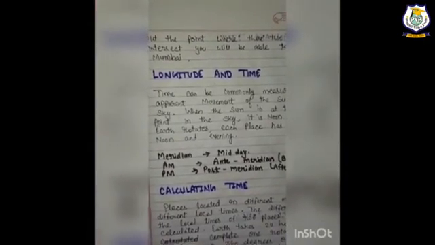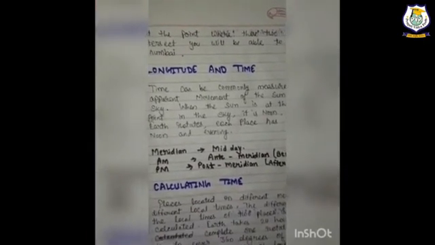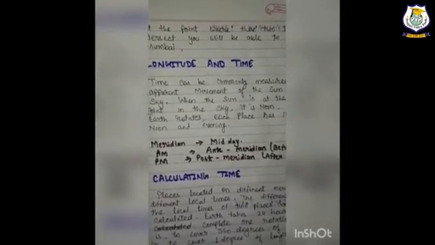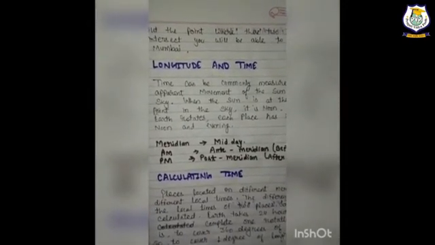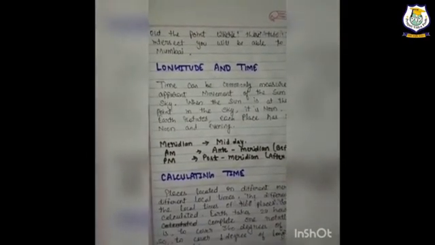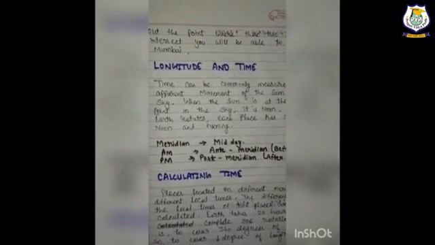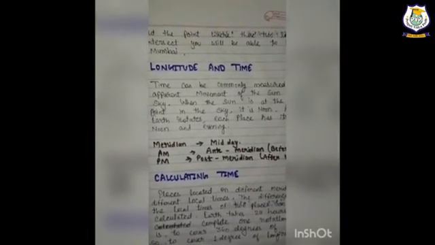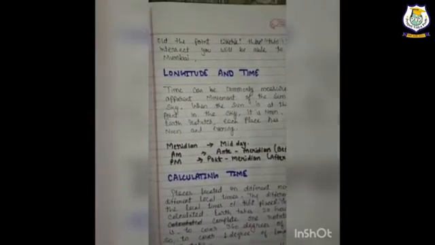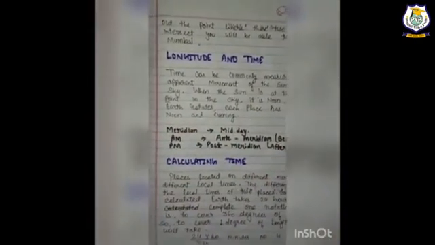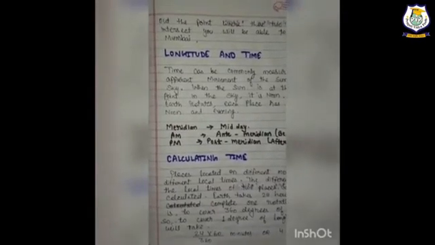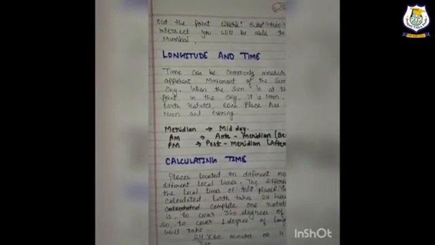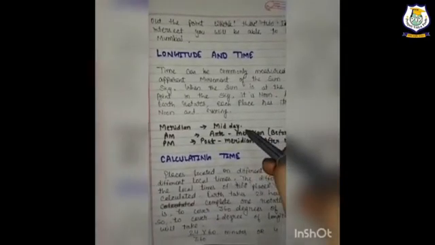Time can be commonly measured by the apparent movement of the sun in the sky. When the sun is at the highest point in the sky, it is noon, and as the earth rotates, each place has its own morning, noon and evening. So we have the meridian. The word meridian is derived from the Latin word meridianus, which means midday. Meridian means midday, meaning this is the line which is located at the center of the globe, called midday.